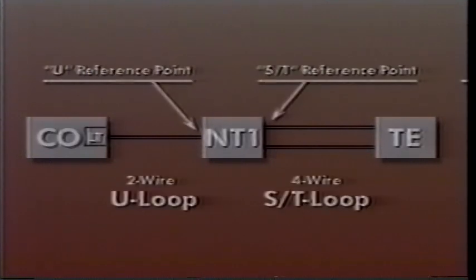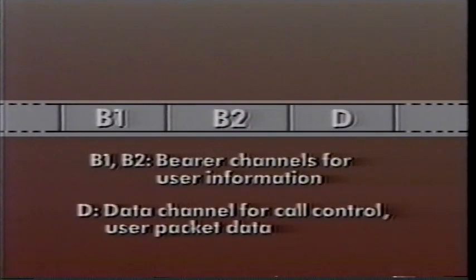Here is a block diagram of ISDN for basic rate service. Basic rate service offers two B channels and a D channel by time multiplexing over a single twisted pair. The B channels can be used for voice, data, video, or whatever the user wants, as long as the line is appropriately provisioned. The D channel is used for both user data and call control signaling.